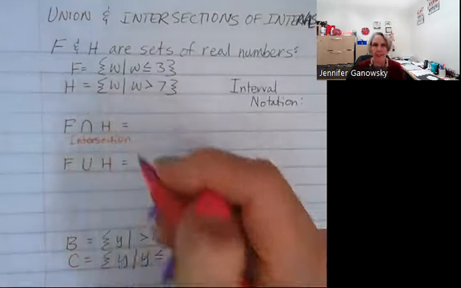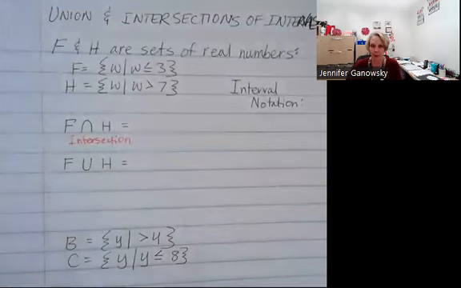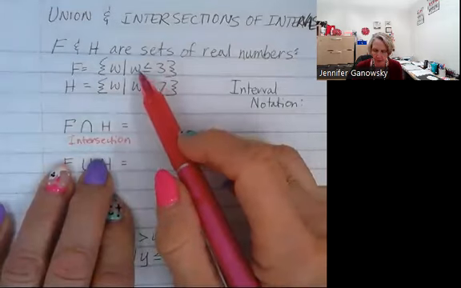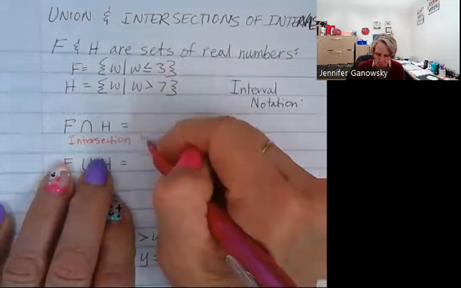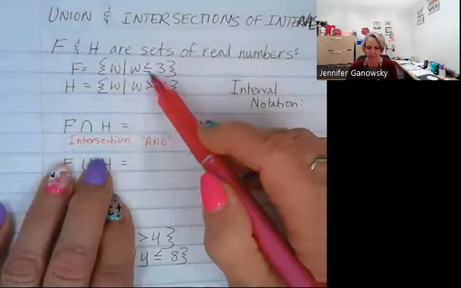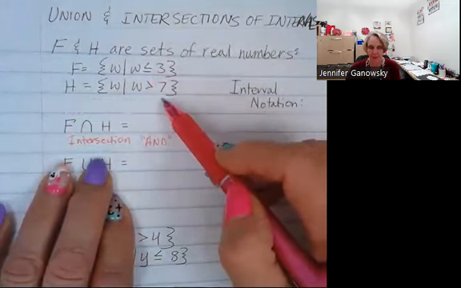And if you think about the intersection where two streets cross, the intersection is when you're standing on both streets, okay, at the same time. So the intersection here are numbers that are in this set and in this set. So the important word here is and. Which numbers are less than or equal to 3 and greater than 7?